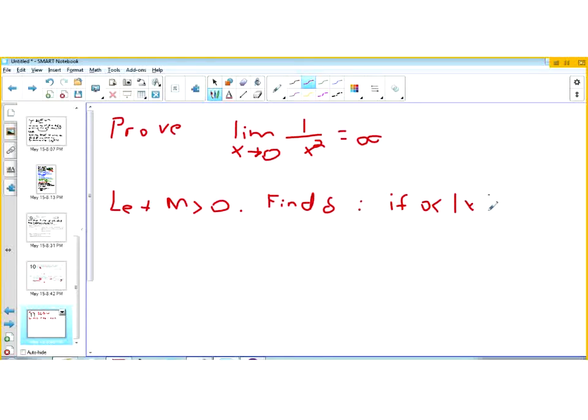Now we need to find a delta, such that if x is within delta units of a, and remember our a value is 0, then our output for a choice of x is greater than m.